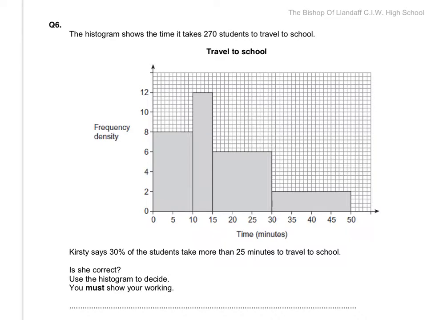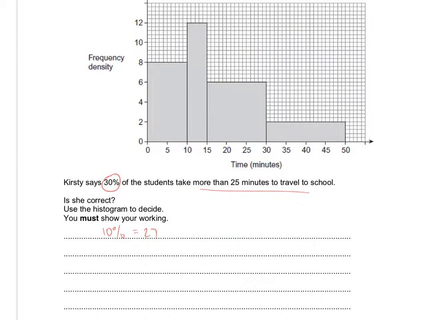It says in the question here, Kirsty says 30% of the students take more than 25 minutes to travel to school. We know there's 270 students in the school, so 10% must be what, 27. So 20% must be double of that, which would be 54, and then 30% you would add those together. Now this was a calculator paper, but it may come up on a non-calculator paper, so that's one way of working it out.